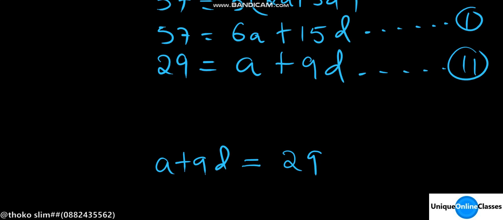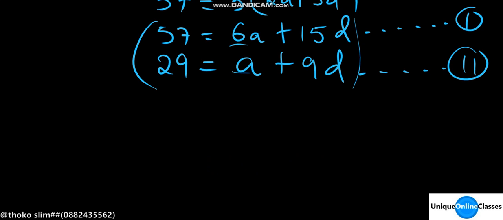So to solve this by elimination, we should eliminate either d or a. So ngati you just say a, ndikuti pakhale number ofanana apa. So kuti pakhale number ofanana, tingotenga equation 2 timultiplaya ndi 6.